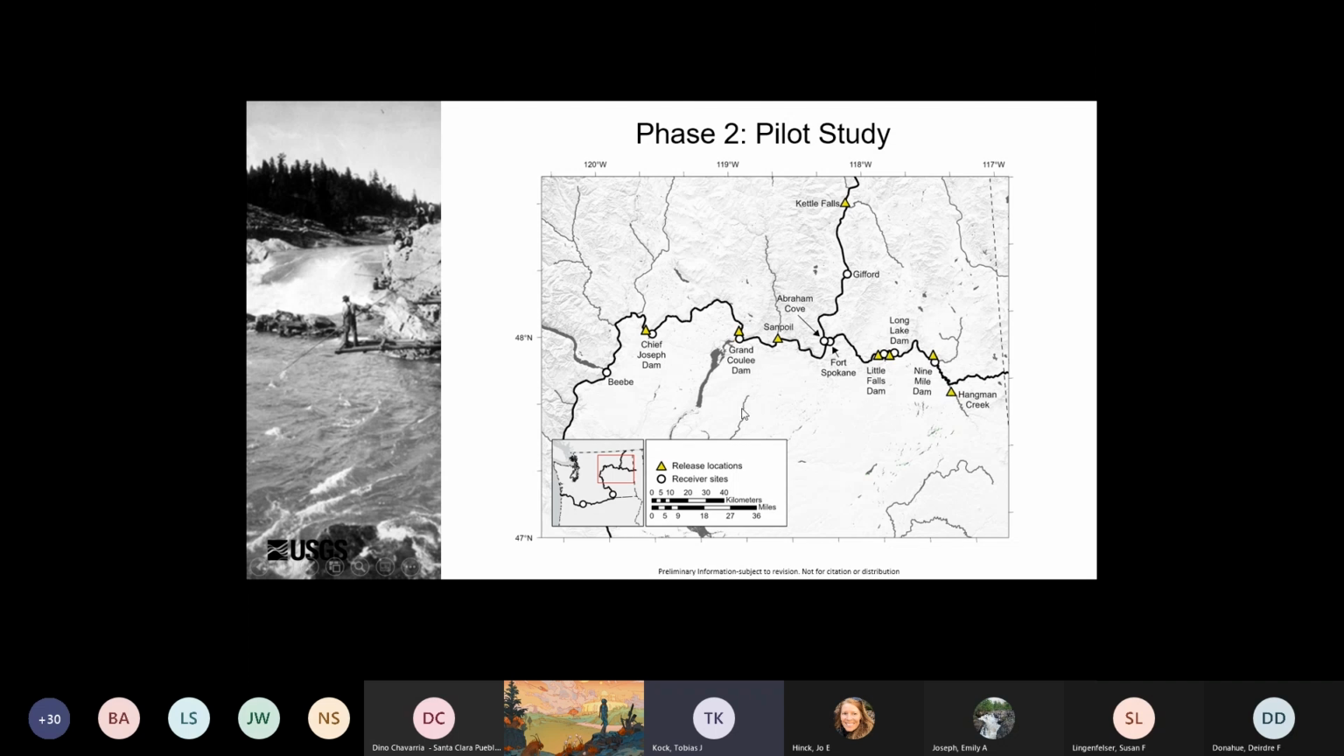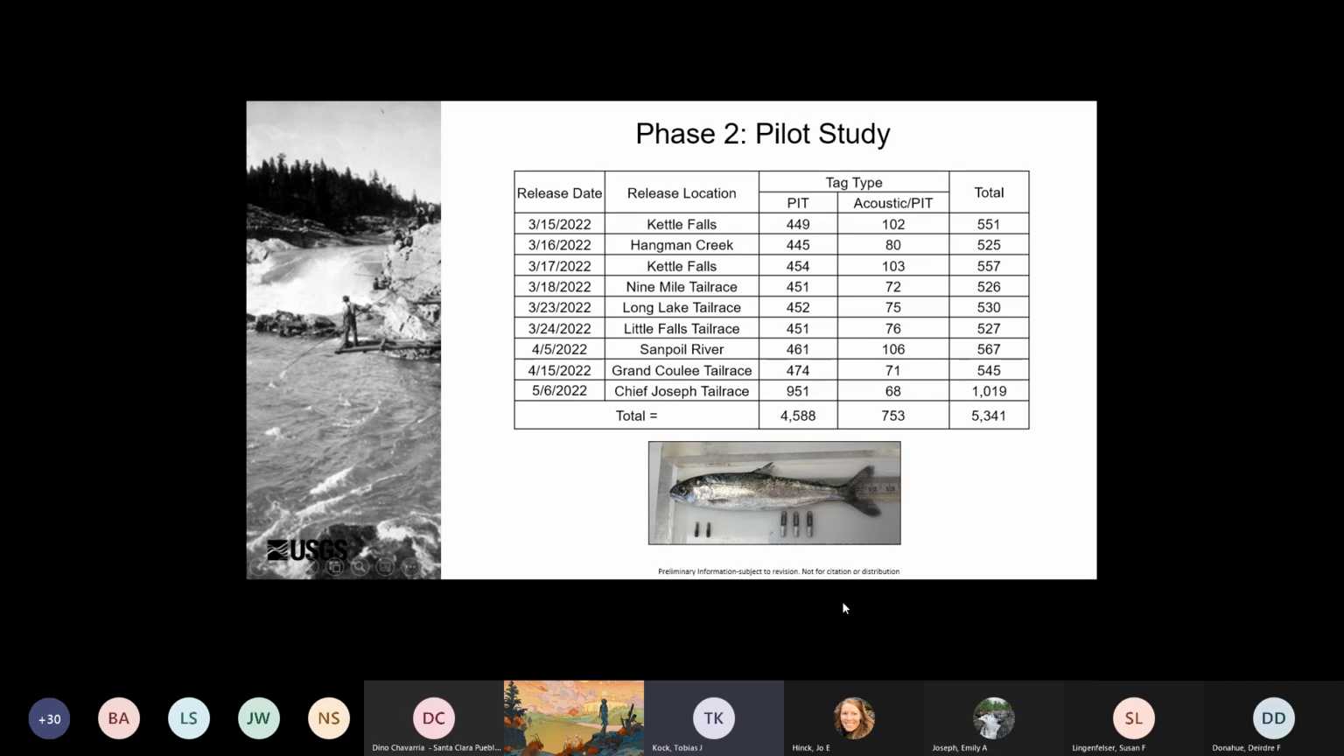And so this study just kicked off last spring, 2022. In 2 weeks, we have field crews that are heading back up to the region to start deploying sites for year 2 of the study. So I don't have a lot of information to present. I'll just talk briefly about our phase 2, about our year 1 of our pilot study.